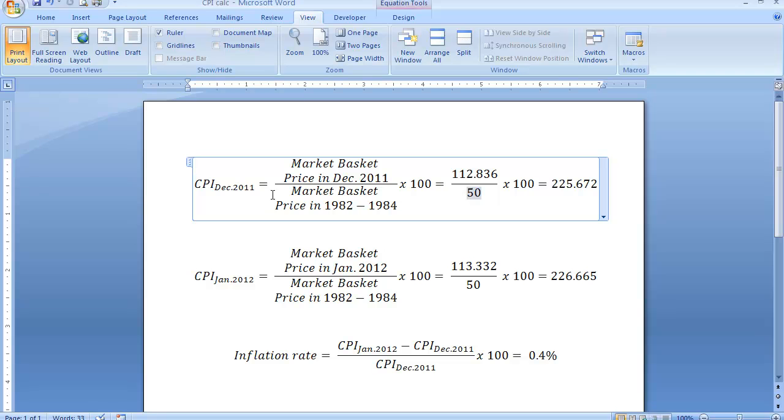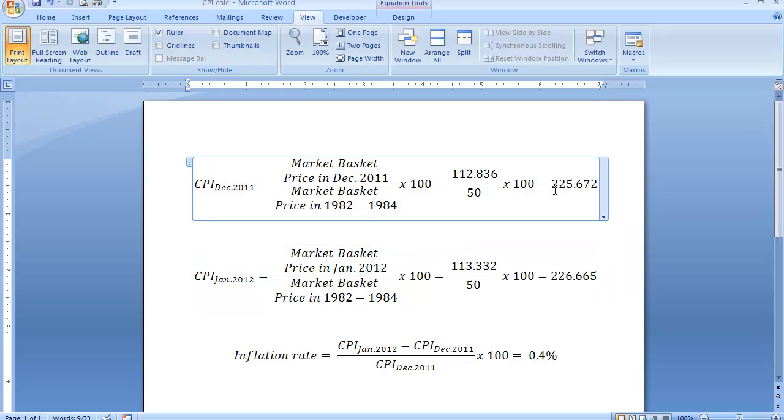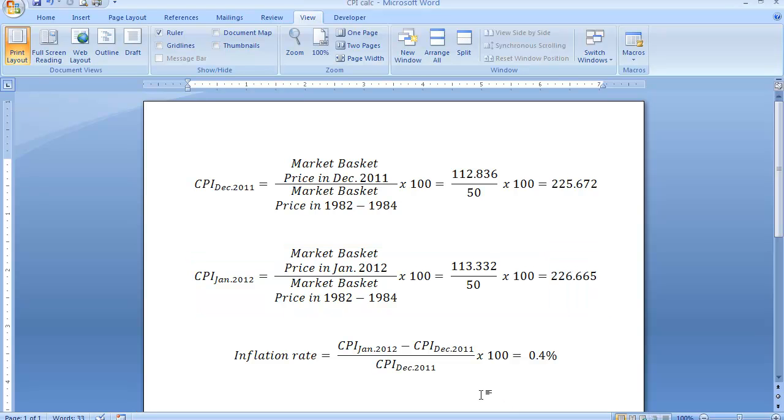So even though my numerator and denominator numbers aren't actual numbers, it still shows you how the CPI is calculated. Bottom line, you keep the market basket the same for both equations, and then you take as your numerator whatever you calculate as the market basket price in the particular month or the particular year. When you have these two numbers, 225 and 226, all you do is use the rate of growth formula to find the percent change. When you find that percent change, that's called the inflation rate.